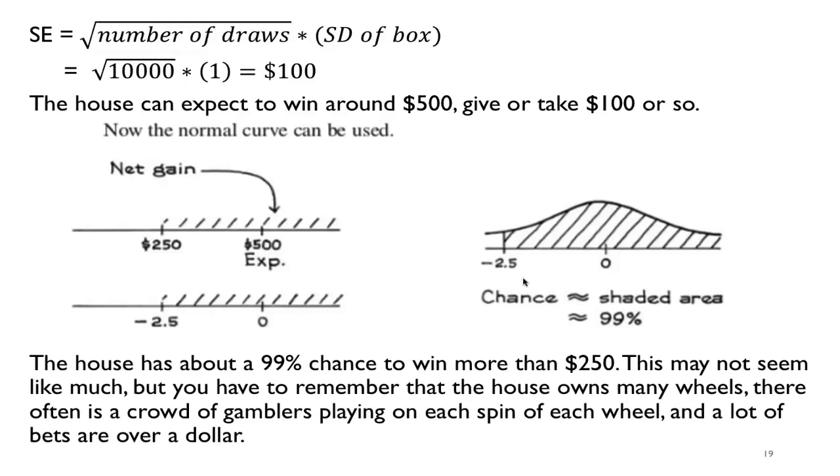So it seems like maybe this number is small, but when you think about it, a casino could have a lot of wheels, and then there could be a lot of people playing. Over time, with a lot of wheels and people playing over and over again, and some of the bets might be more than $1, you see that the house has a big advantage to win a lot of money.